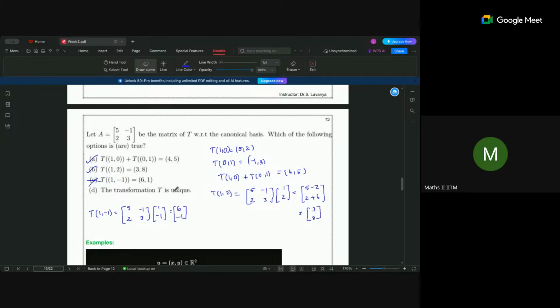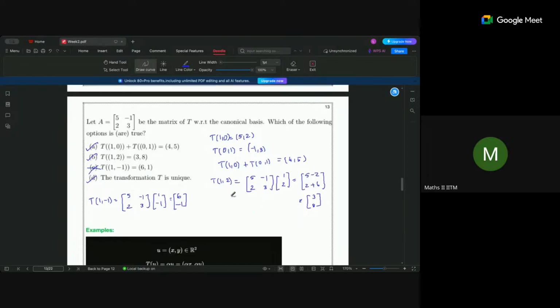The transformation T is unique. Of course, the transformation is unique, right? Given the matrix, the transformation is unique. But what do they mean by unique? I don't know here, I guess it is unique only, because given this matrix you will have a unique transformation corresponding to this matrix, right?